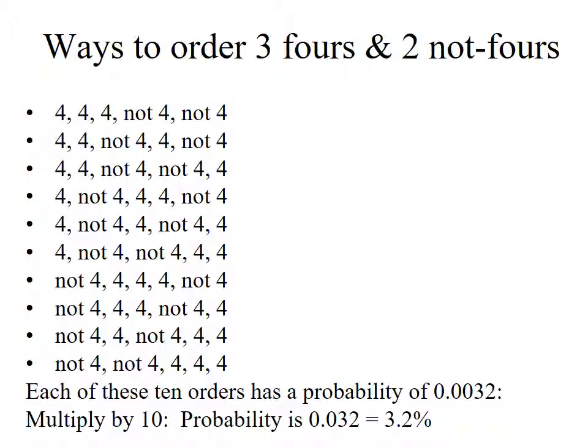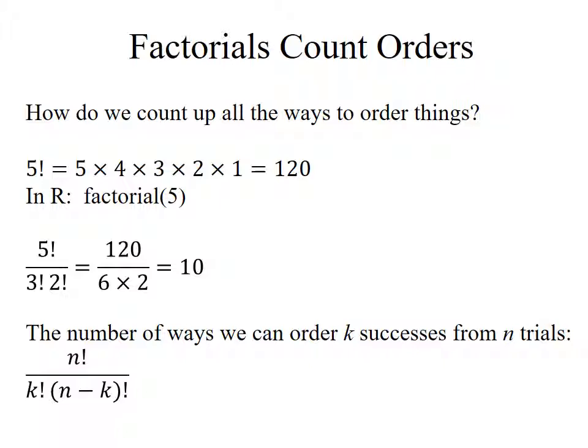Each one of these 10 outcomes has that same probability of 0.0032, because it doesn't matter which order we multiply our 1/6 and our 5/6. So I can take that probability, 0.0032, multiply it by 10, and I get a probability of 0.032. There's a 3.2% chance of rolling 3 4s and 2 something elses if I roll a die 5 times. That's still not very likely, but that's more likely. That's interesting. Okay, so how do we do this in general?